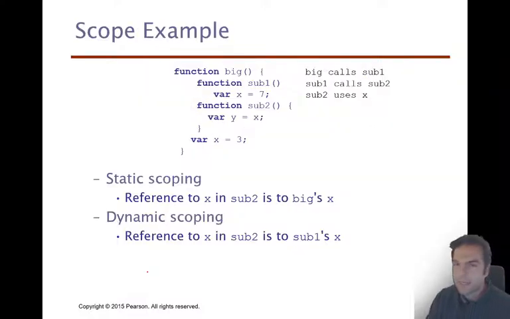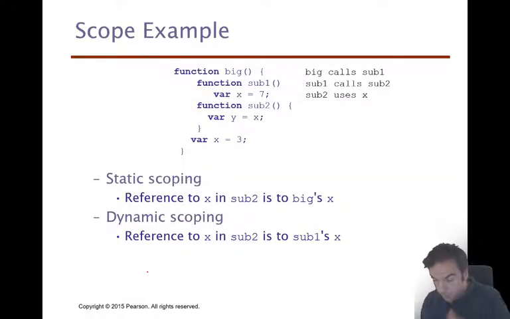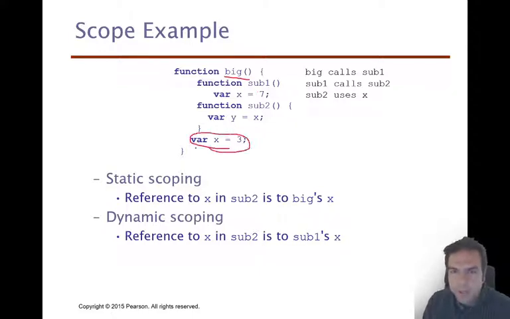And of course, the next slide has an example, which I should have shown you before drawing pictures, right? So here you've got an example with the function big. Within the function big, you've got x equals 3, right? Here you've got the function sub 1, and within sub 1, you've got x equals 7, and in sub 2, you have y equals x. And so the question is, if you invoke the function sub 2, what value does it find for x, right?